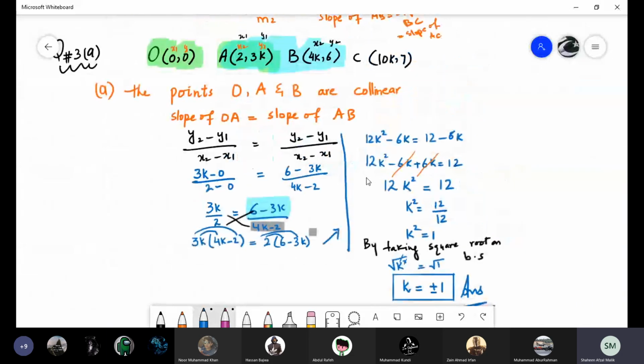Ma'am, like you said, when taking the square root, we don't know if it's plus or minus, so we put both of them, right? Yes, whenever you are taking the square root. Even if we put a negative number in the calculator, it never gives us the answer. Yes, but what you have to do is, this is a rule: when you are taking the square root, you write the answer with the plus minus sign.